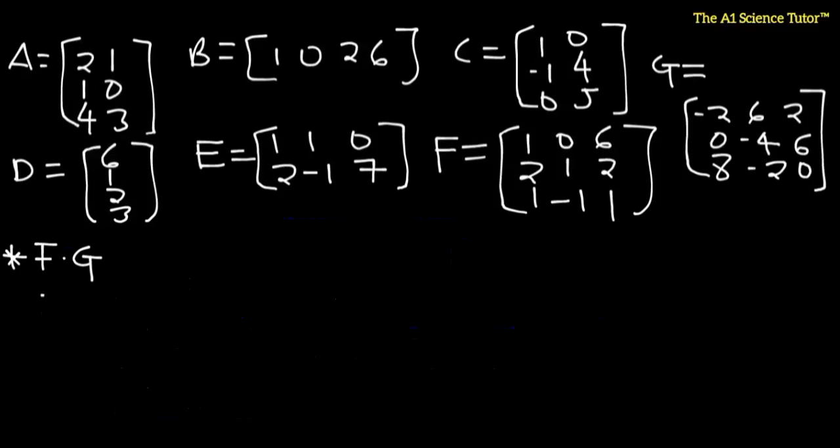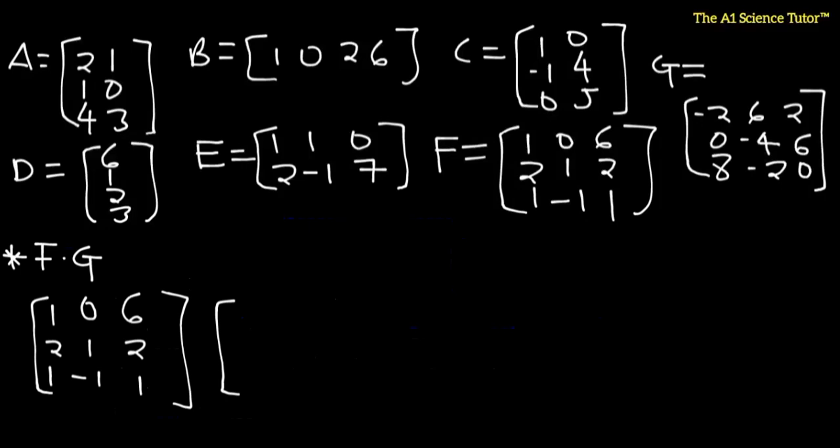So the matrix F, we have 1, this is going to be 2, this is 1, 0, 1, -1, and this is 6, 2, and 1. And the matrix G, we have -2, this is 0, and we have 8, this is going to be 6, this is -4, this is a -2, and this is 2, this is 6, and we have 0 there.